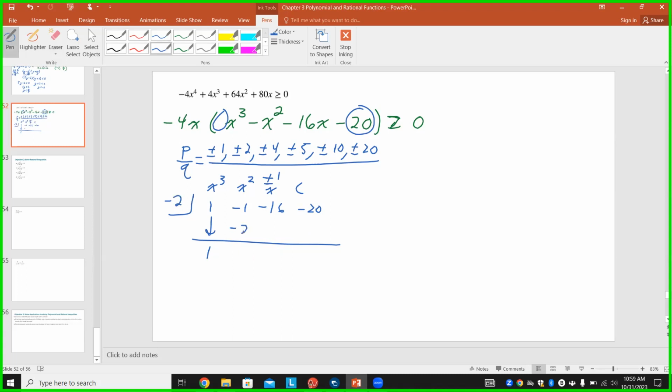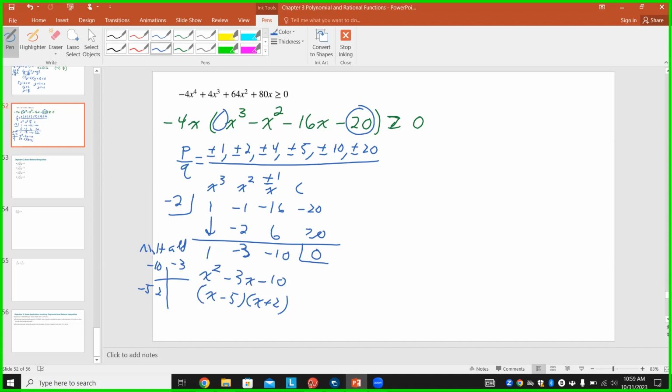So 1, negative 2, negative 3. That's going to be 6, negative 10, 20, 0. It's negative 2. All right, but regardless, this right here then turns into x squared minus 3x minus 10. We do our t chart here. What two numbers multiply to negative 10 but add to negative 3? Good. So that gives us negative 5 and 2. That gives us x minus 5, x plus 2.